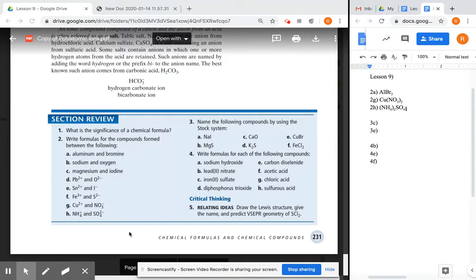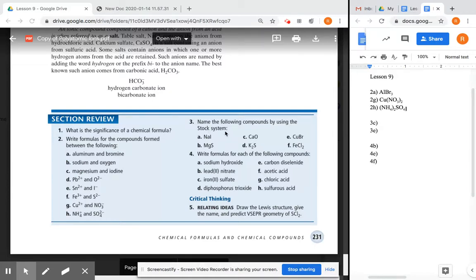Because these on their own are ions with charges, they should balance out, meaning that this whole thing as an ionic compound has a neutral charge. So 2 plus, 2 minus, that's balanced, we're good. So let's move on to number 3, going through a couple examples there.